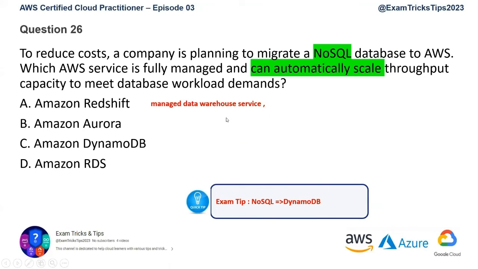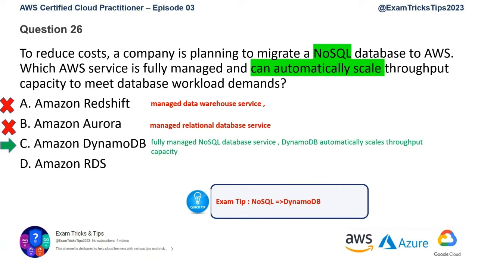So the first one is Amazon Redshift. It's a managed data warehouse service, and it's relational. So that's not a NoSQL database, and it's not a database that you can use for your normal usage. It's a data warehouse service. So that's an incorrect option. Amazon Aurora, it's a relational database service. Again, it's not a NoSQL database, so that's wrong as well. And what we have here is Amazon DynamoDB. It's a NoSQL database service, and we know as well that it automatically scales. So that's the second requirement. So this is the correct answer for me.